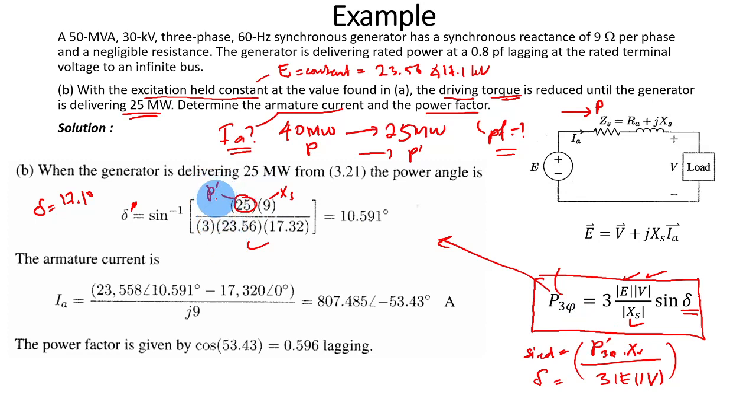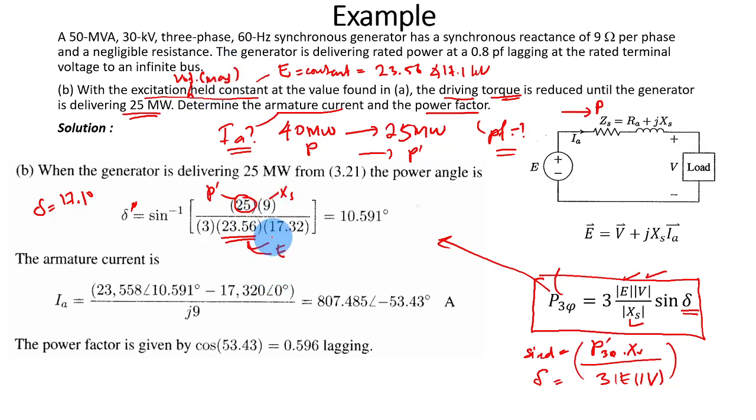This 25 again is the new P, the 3-phase power, divided by 3, divided by 23.56, which is E, the excitation voltage. Remember, we want to maintain that same voltage, only the magnitude, not the angle. Like I said, the excitation held constant means the magnitude of the excitation voltage is held constant.